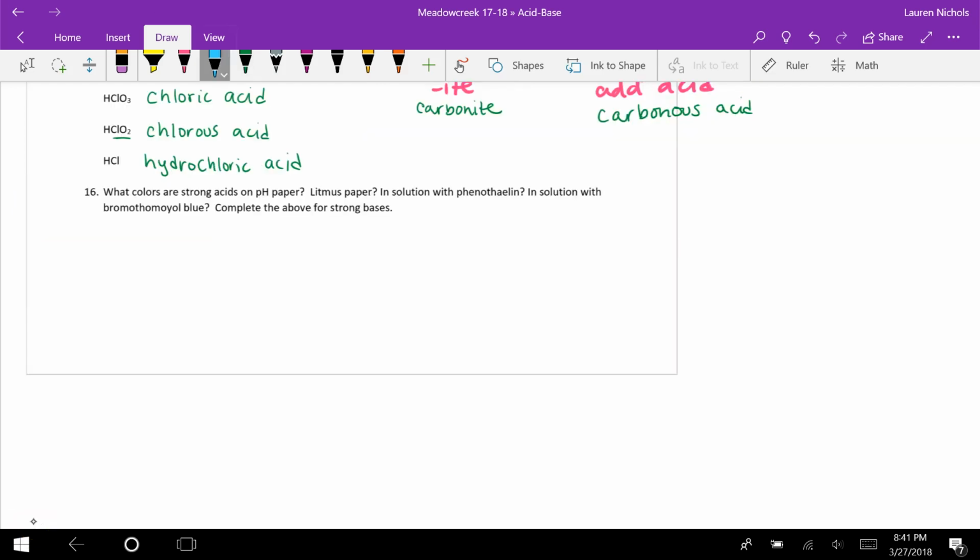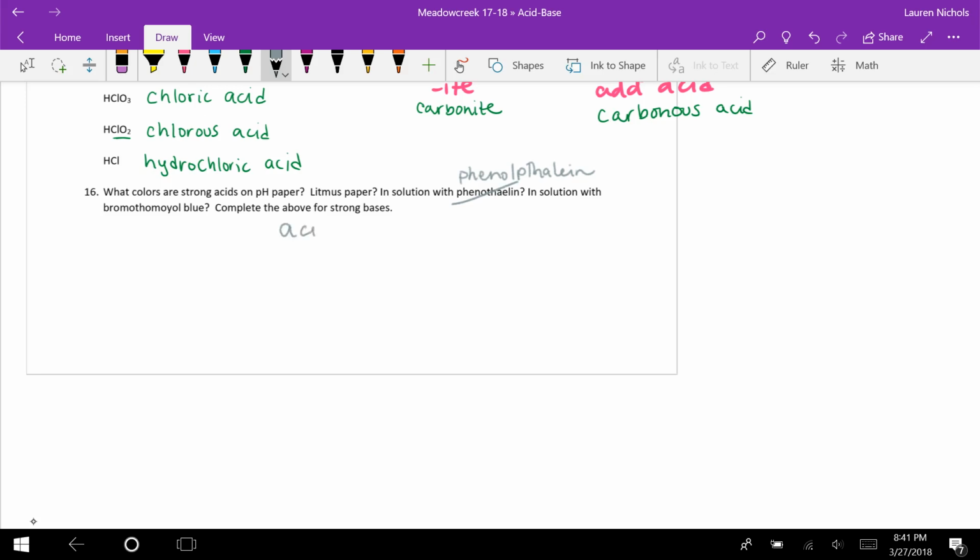We look at number 16. Okay, it says what colors are strong acids on pH paper, litmus paper, in a solution with phenolphthalein, which is spelled wrong. Okay, in solution with bromothymol blue. Complete the above for strong bases. Easiest way to do this, guys, just create a chart. I love data tables. Maybe it's just me.